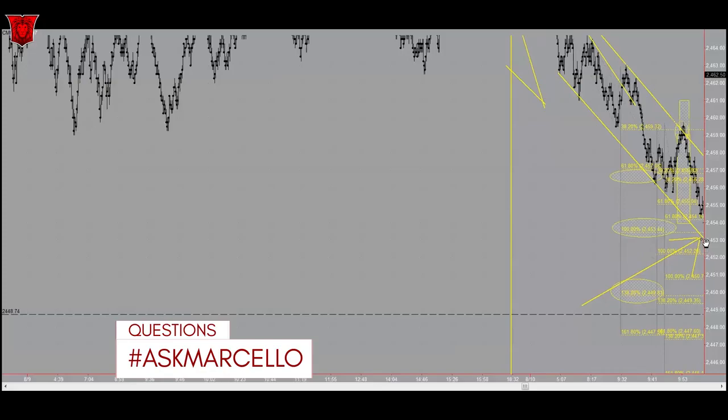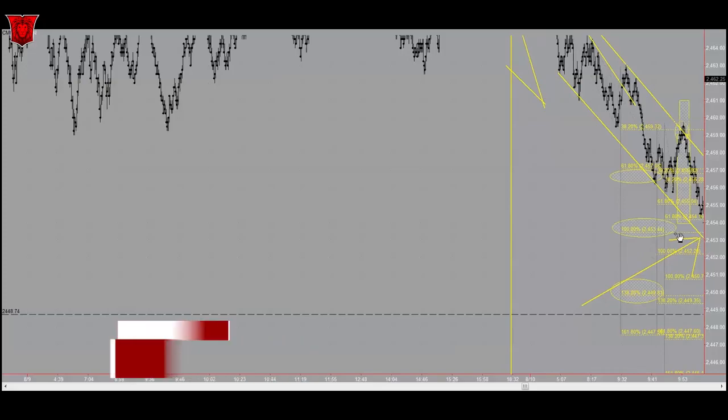Notice how this is the area we were looking for, and now it coincides with that area of the confluence of fibs. So we start to have these areas of high probability, so we can start to look for these areas, especially when we have market structure and behavior to pay attention to.